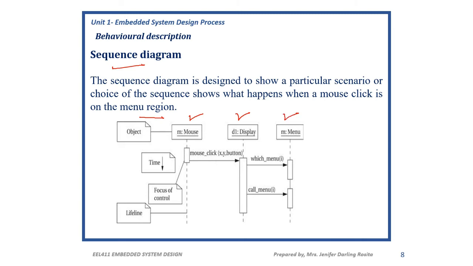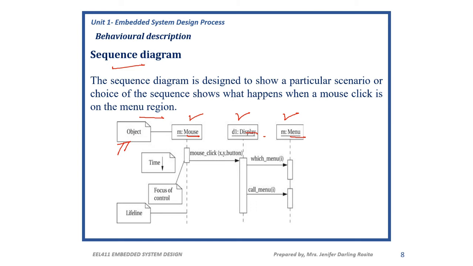So mouse is one class, display is another class, and menu is another class. So you are interacting with three classes and the objects are M, D1 as well as M. So these are the objects. You can clearly see it is represented with the comment box which shows the object, right?